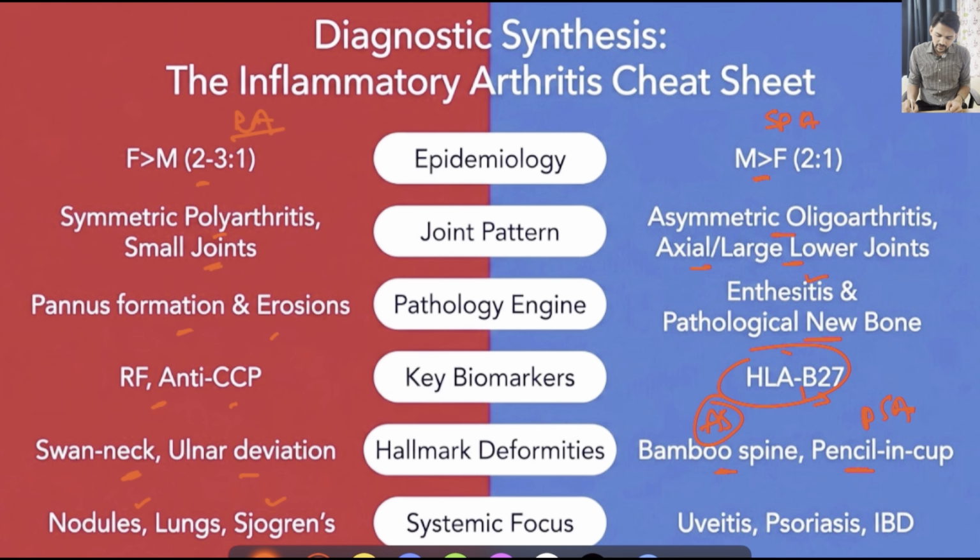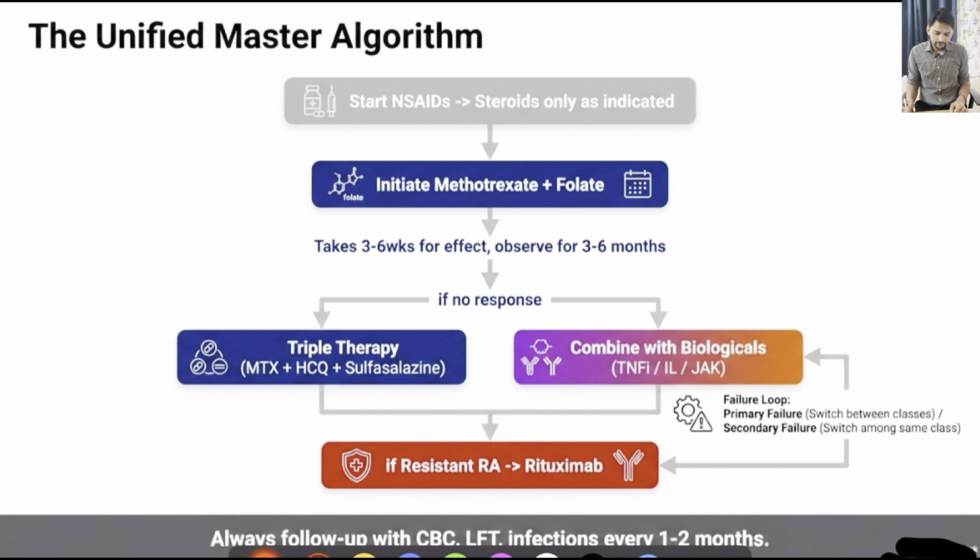And the systemic manifestations are again skin related psoriasis, eyes related uveitis, and intestine related IBD.